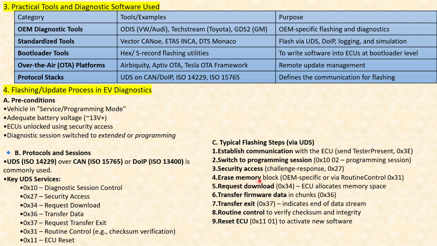Next is erase memory block, OEM specific or via routine control. Request download, where the ECU allocates memory space, then transfer firmware data in chunks. Now, transfer exit indicates the end of the data stream. Then routine control to verify checksum and integrity, and reset ECU, 0x11 01, to activate the new software. All right, so this is how you typically go about flashing and updating software in EV diagnostics.